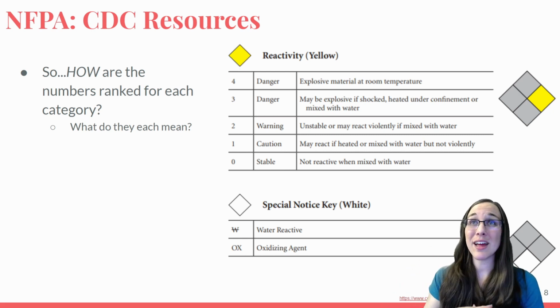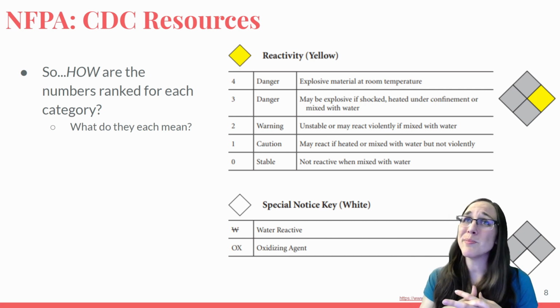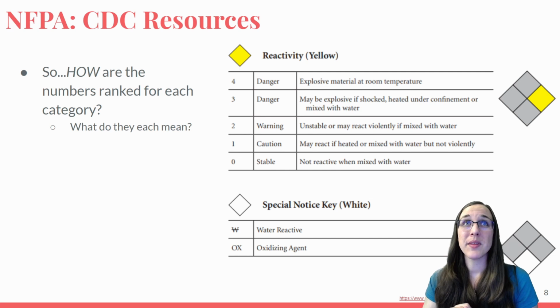A 0 in the yellow quadrant means that it's not reactive. When you mix it with water, it could be reactive in other ways if you really poked and prodded it, but overall, it's a pretty stable chemical.